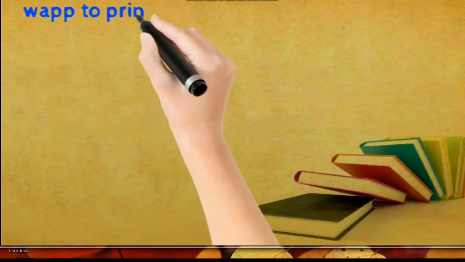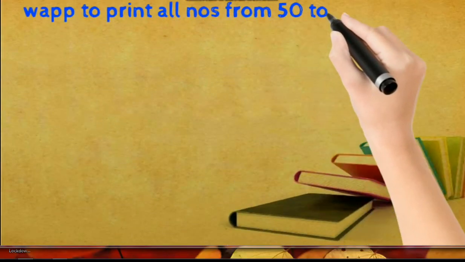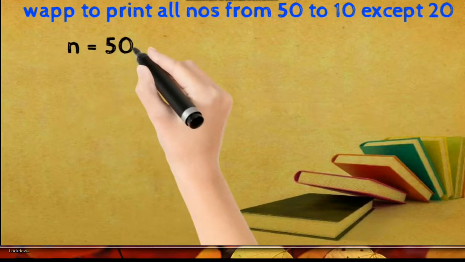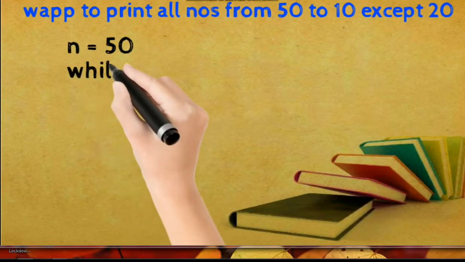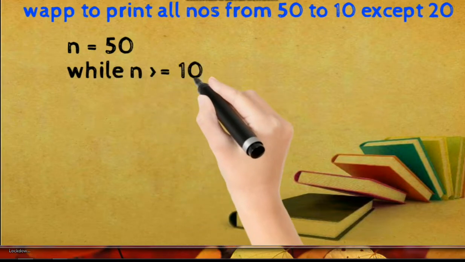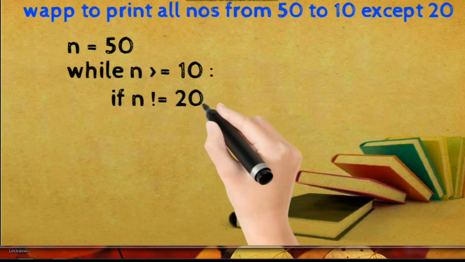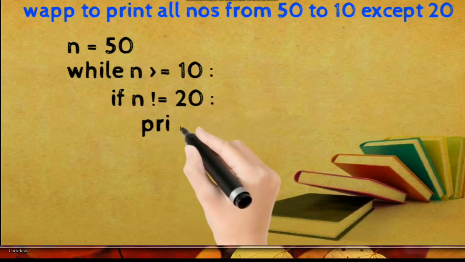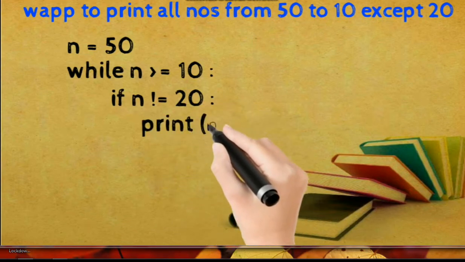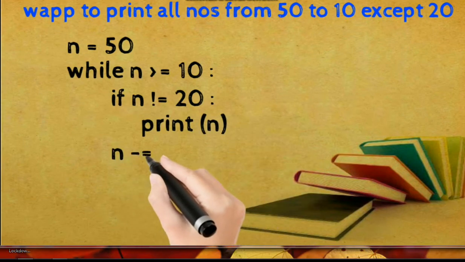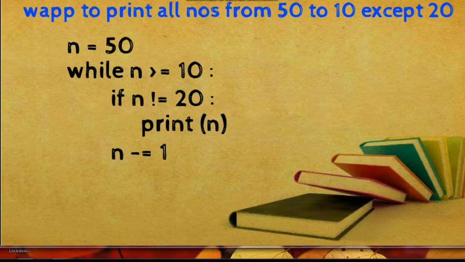The next question will print all the numbers from 50 to 10 except 20. So in this case n is initialized with 50 and the condition is given n greater than equal to 10. Then if n not equal to 20, means if n is not 20, then only the print statement will get executed. So the print is written inside the if statement. So n minus equal to 1 will continue the loop in a decrement way.